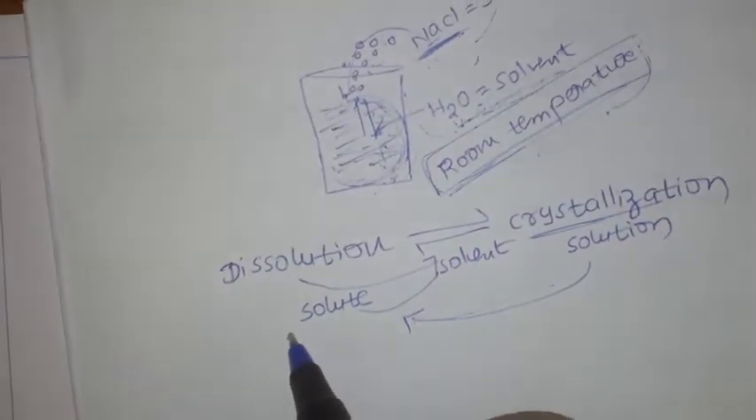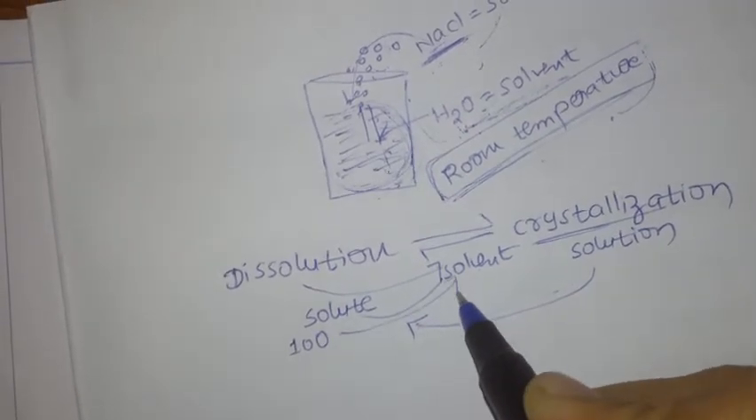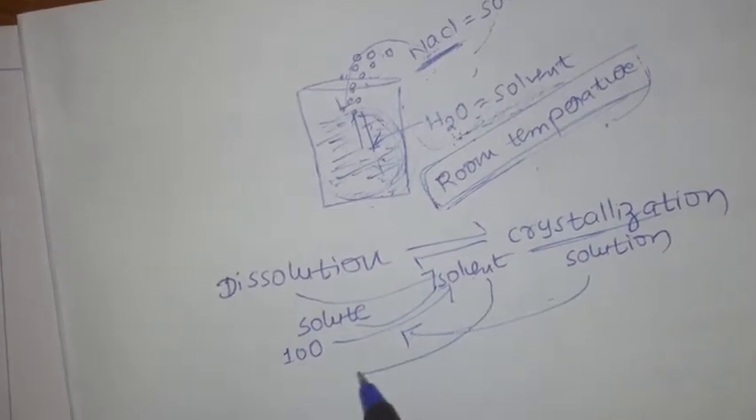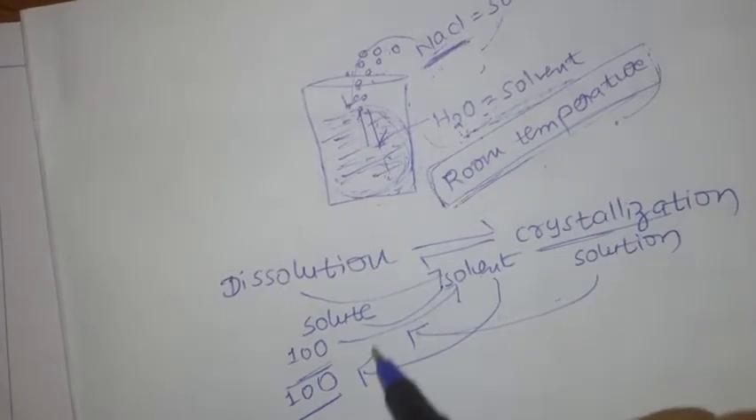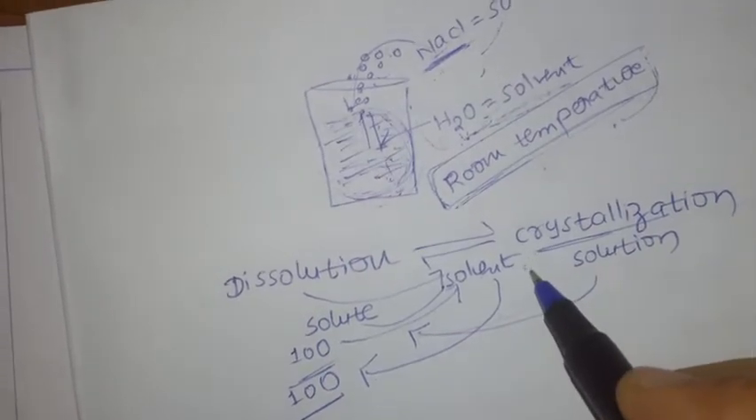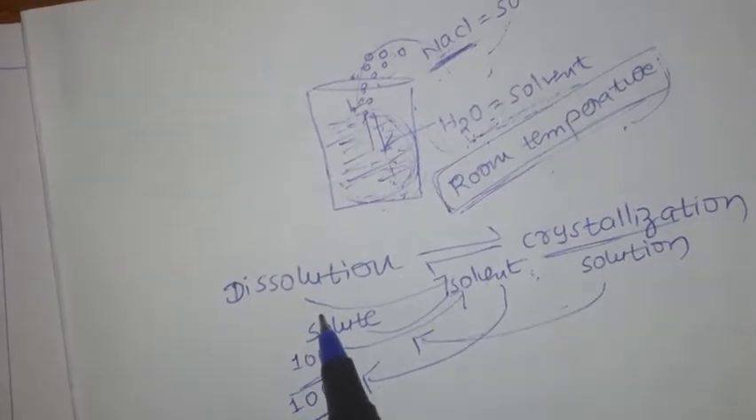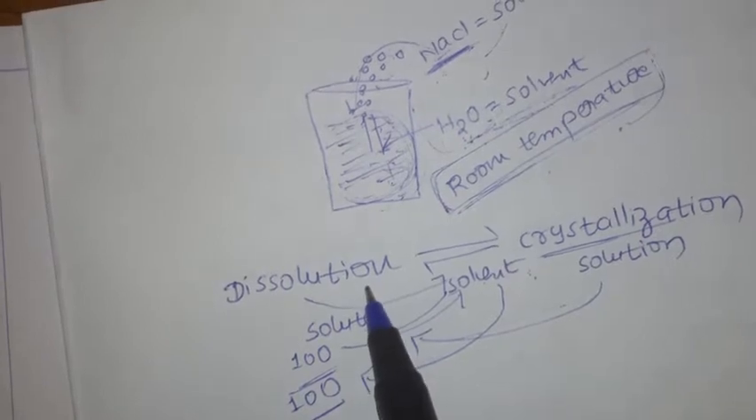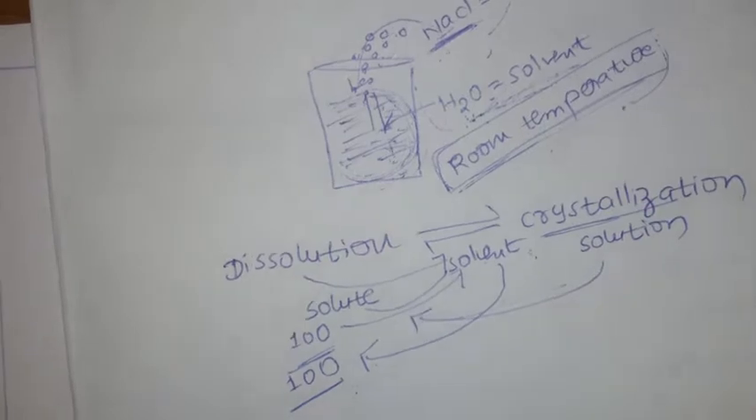Here, for example, I take 100 solid particles. 100 solid particles are dissolving in the solvent. Then because of crystallization, again 100 solid particles come back. So the number of solid particles in the solution at that time is the same. If dynamic equilibrium is reached, dissolution and crystallization become the same rate, and the number of solid particles in the solution will be the same.